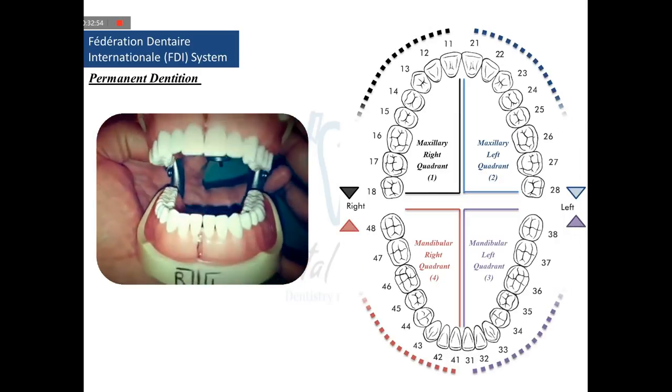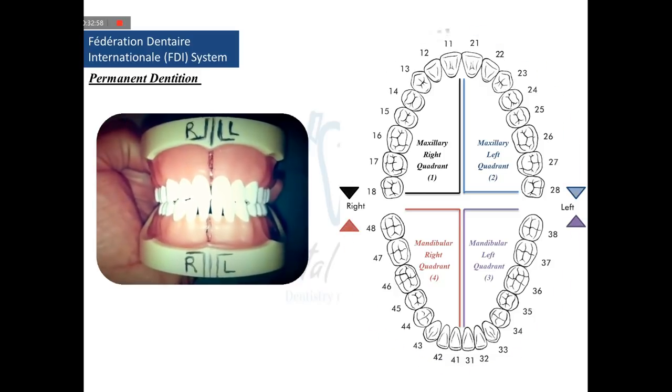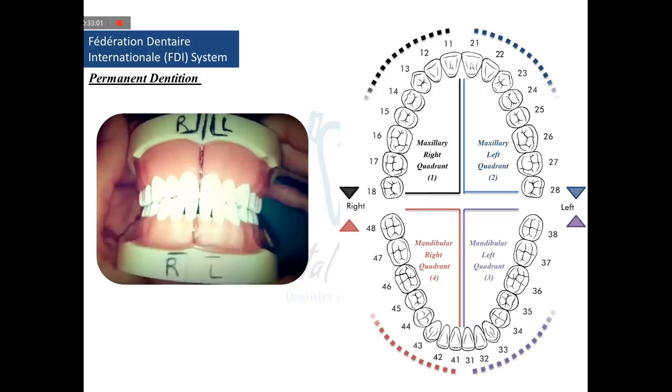So this is how we calculate and count all of the teeth in the permanent dentition as well. So that's all with the FDI notation system.